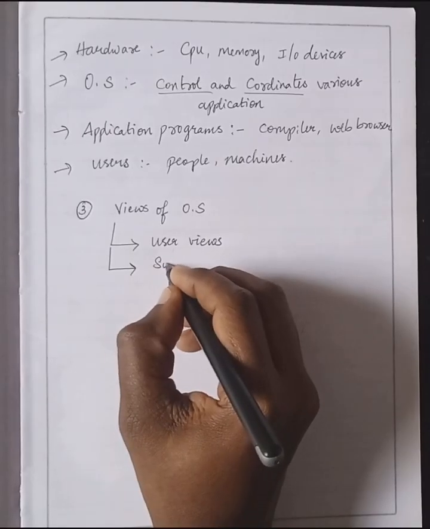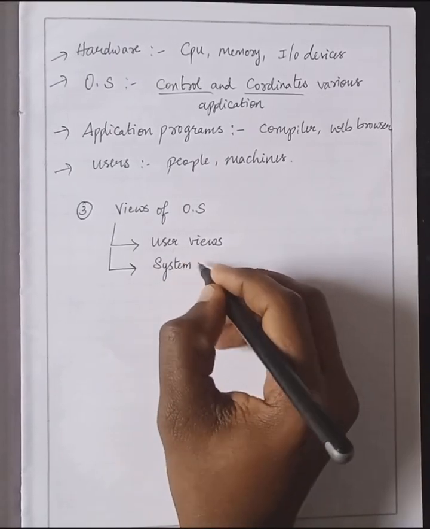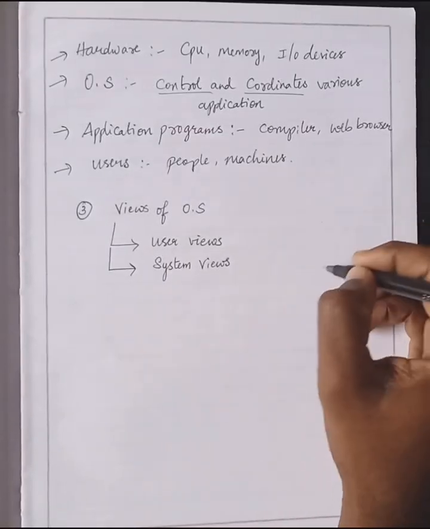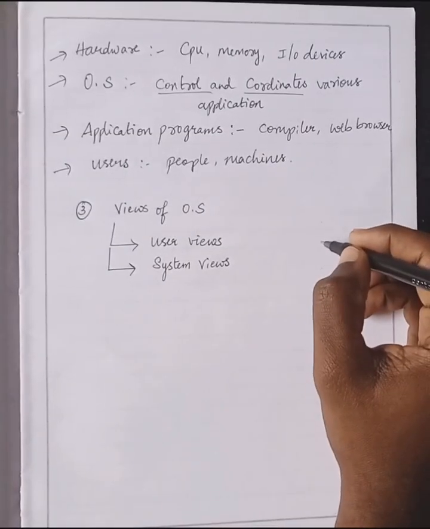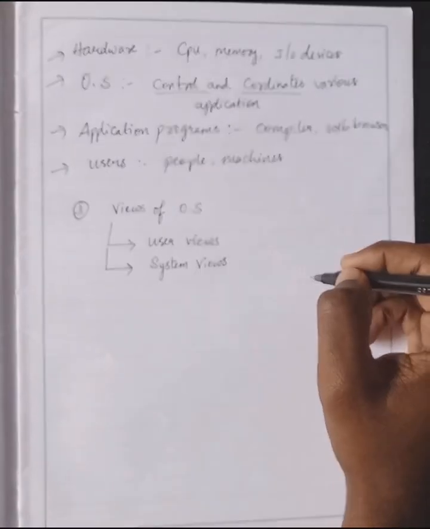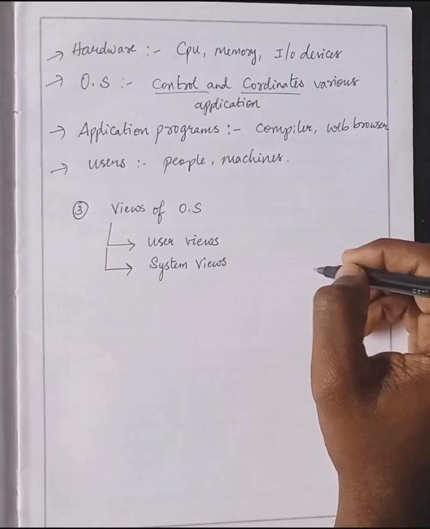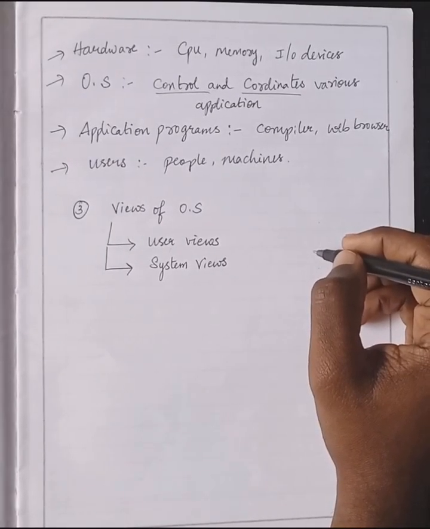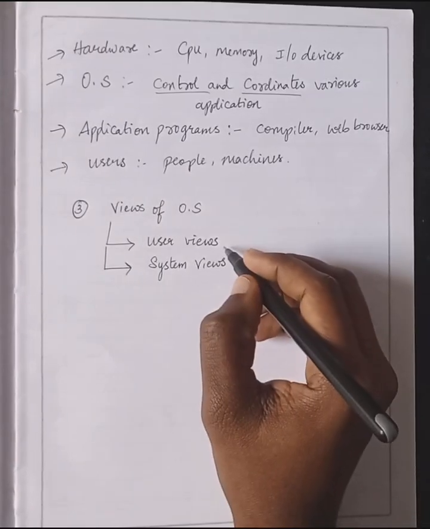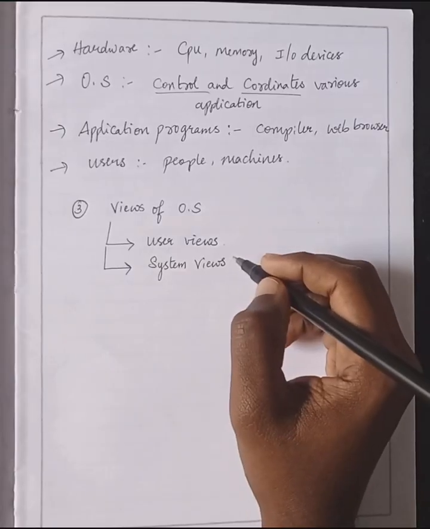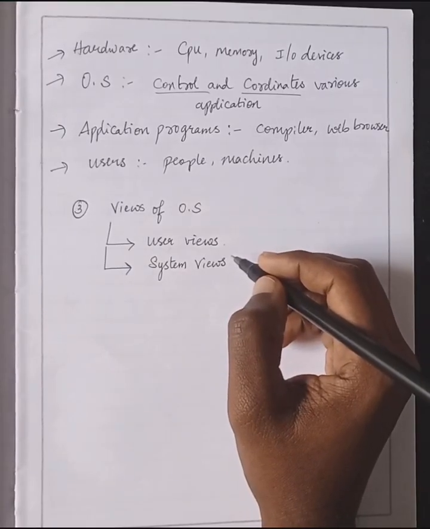system view. As the OS is an intermediate between the user and the hardware, the OS will do some things related to the user. It supports the user to understand the hardware, and in the same way it supports the hardware to get the details from the user. That's why, as it acts as an intermediary, it can be viewed in two views. First one is the user view.